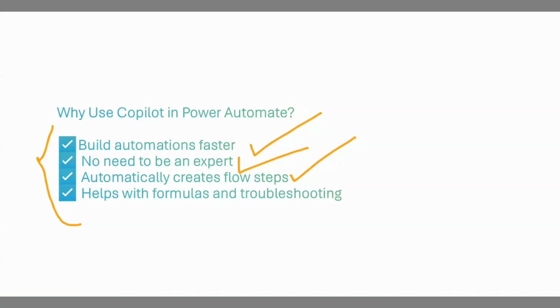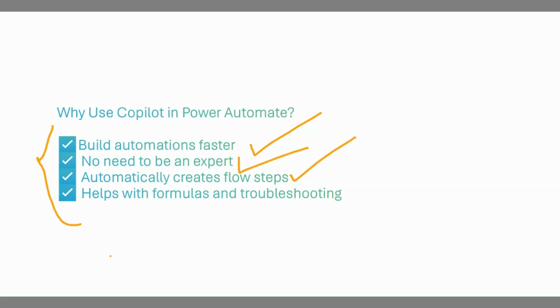And the third reason is that it really creates the flow. Just tell Copilot what business process you want to automate, such as when a new lead is created, send an approval email. Copilot will generate the trigger, the actions, and the conditions automatically.